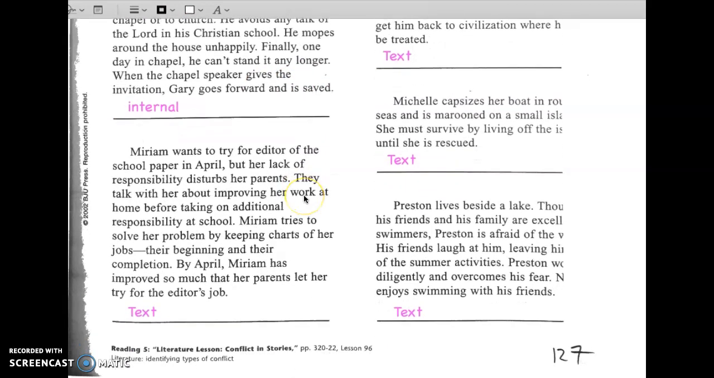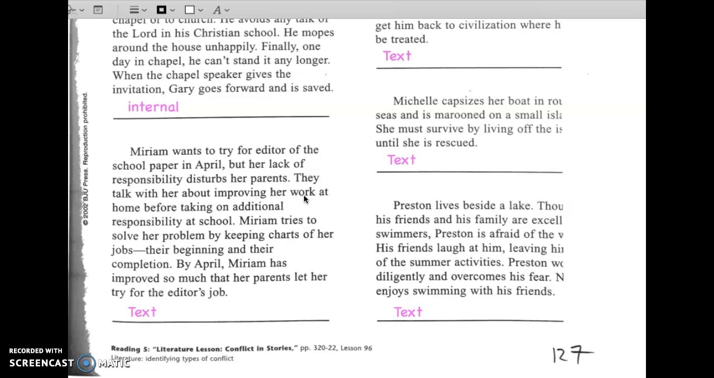Miriam wants to try for editor of the school paper in April, but her lack of responsibility disturbs her parents. She's not very responsible. They talk with her about improving her work at home before taking on additional responsibility at school. Miriam tries to solve her problem by keeping charts of her jobs, their beginning and their completion. By April, Miriam has improved so much that her parents let her try for the editor's job.